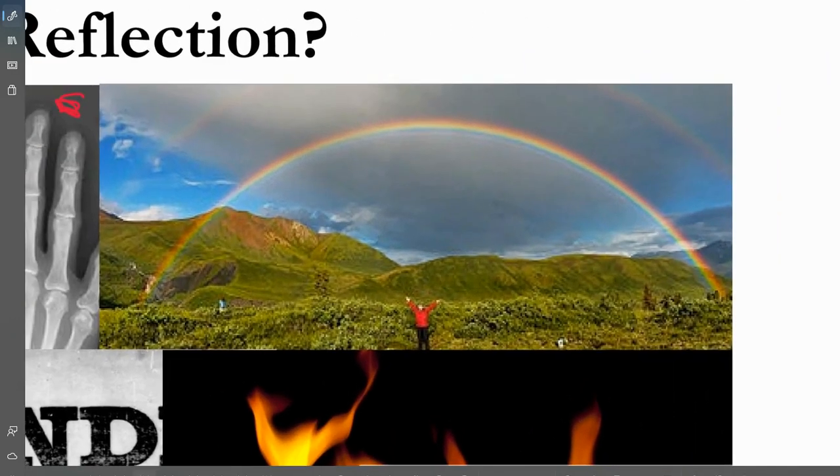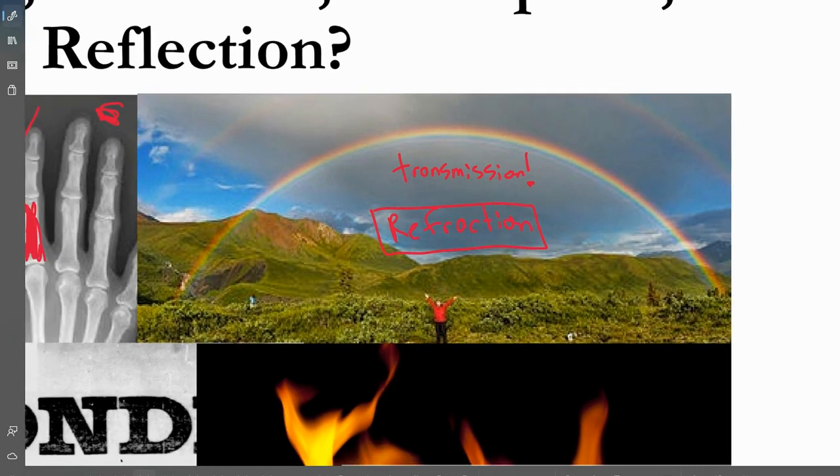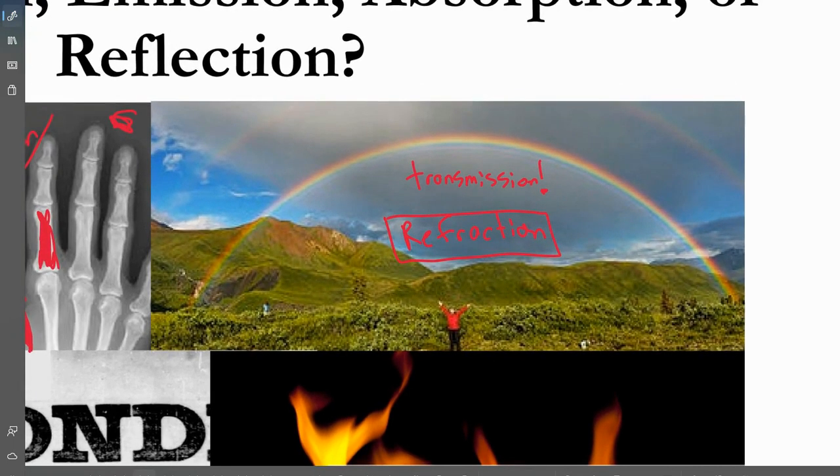Okay, this one over here, we're looking primarily at this rainbow, and this rainbow is showing us transmission. More specifically, it's showing us a type of transmission called refraction. And we'll talk about this more in detail. We'll learn how to do more math with that in future classes. But that's a type of transmission. It is called refraction, right?